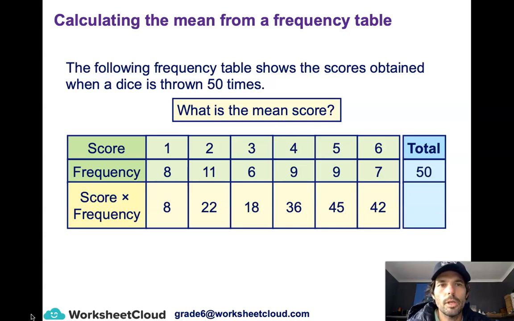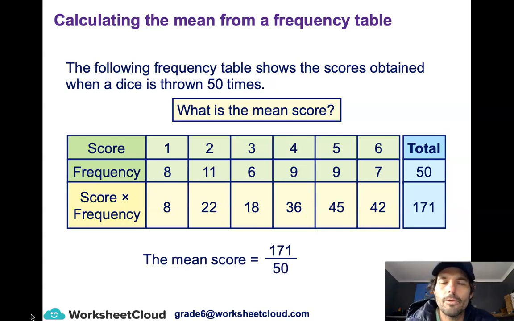Then what we need to do is add them up. As I said in the beginning, your frequencies should add up to 50 because we rolled the dice 50 times. And the total after rolling the dice 50 times gives us a score of 171. So now we know the total score of 171. We know the number of times we rolled the dice is 50. To work out the mean, we need to divide 171 by 50, and that's going to give us an answer of 3,42. So the mean from rolling the dice 50 times is 3,42.